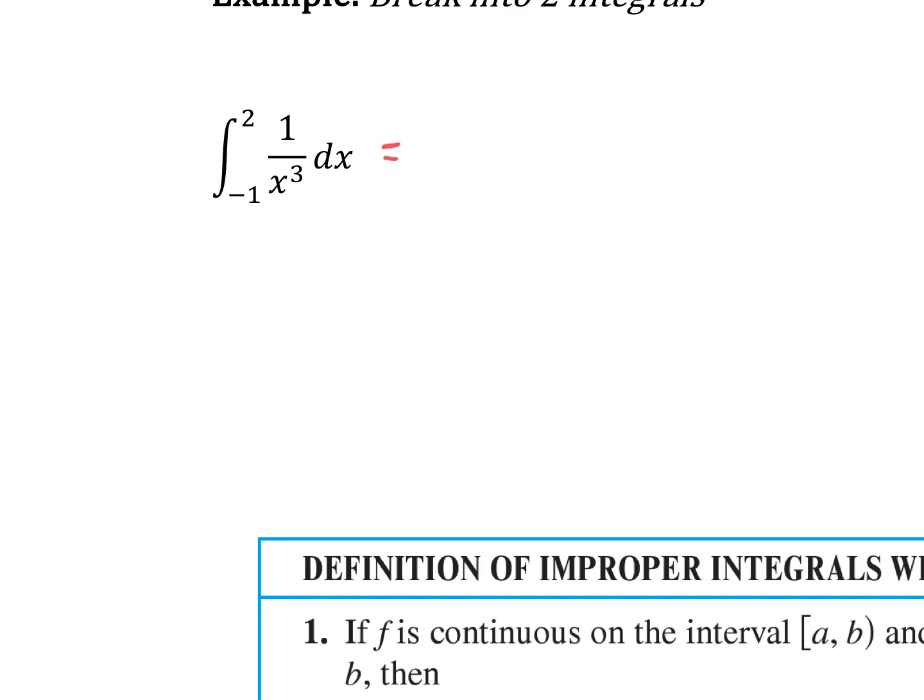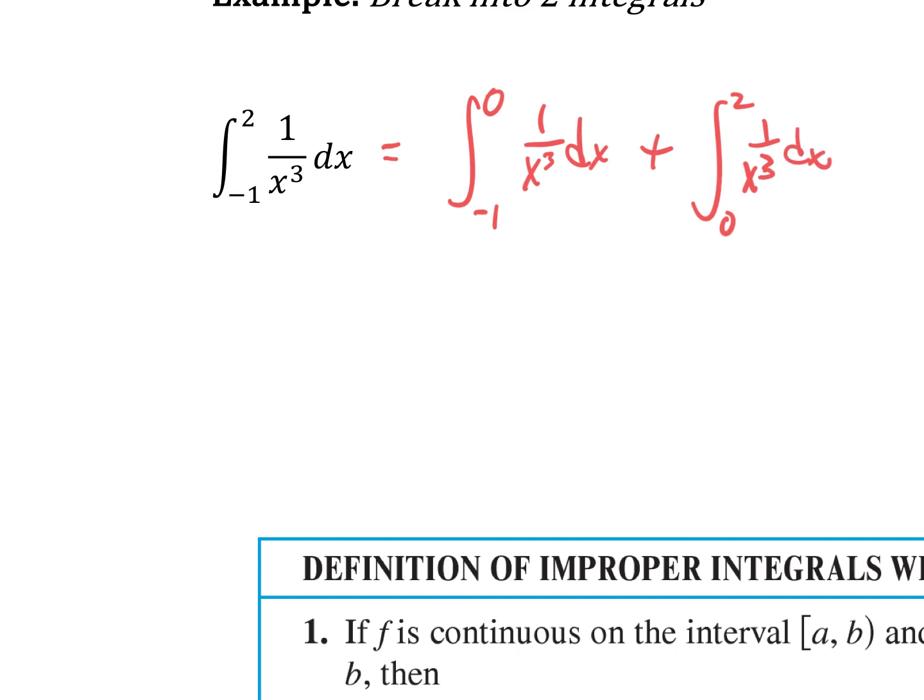So this is the integral from negative 1 to 0 plus 0 to 2, 1 over x cubed dx. But we can't evaluate it at 0 because it's undefined. It's got that vertical asymptote, so we need the limit. So we're going to make this from negative 1 to b, and let's crank our b coming to 0 from the left. Let's make that x to the negative 3.